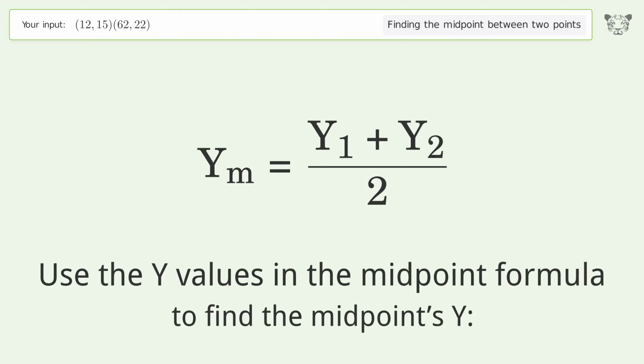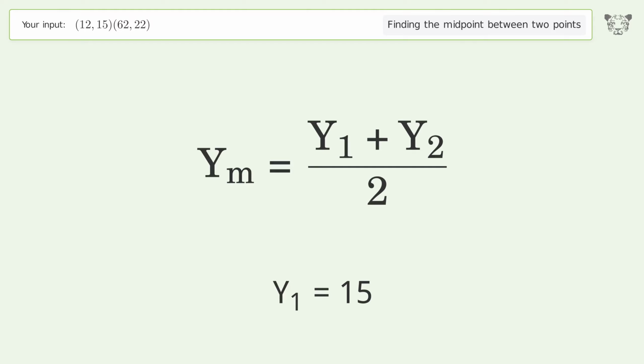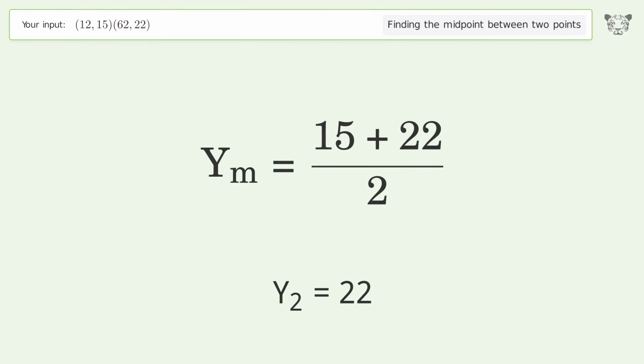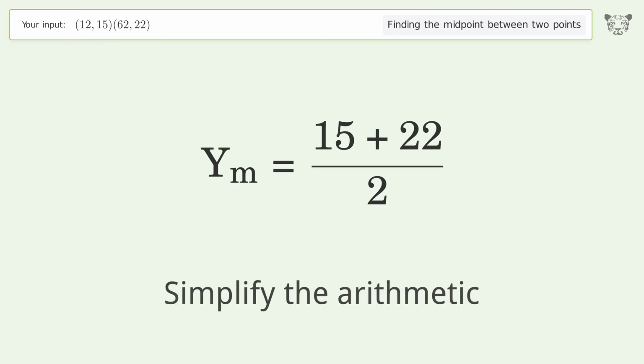Use the y values in the midpoint formula to find the midpoint's y. y1 equals 15. y2 equals 22. Simplify the arithmetic.